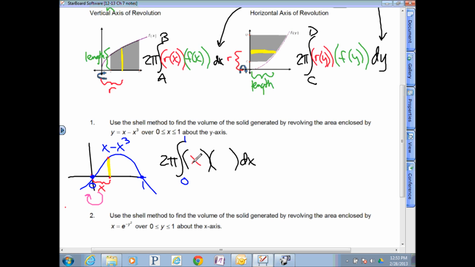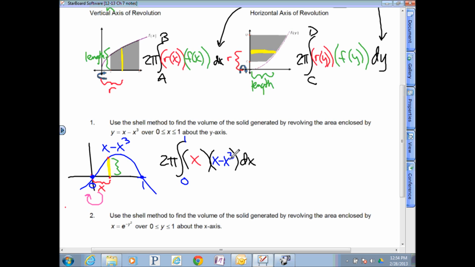How long is that yellow rectangle? Well, this would be the length. How long is it? Well, it's not the same. It varies. It depends on what x value you use. You're going to take that x value and plug it into that blue function. So the length of that rectangle is that blue function.